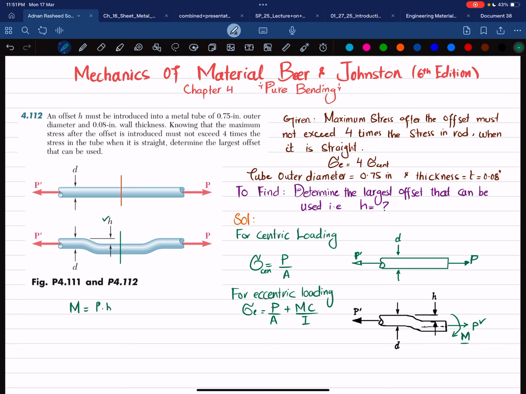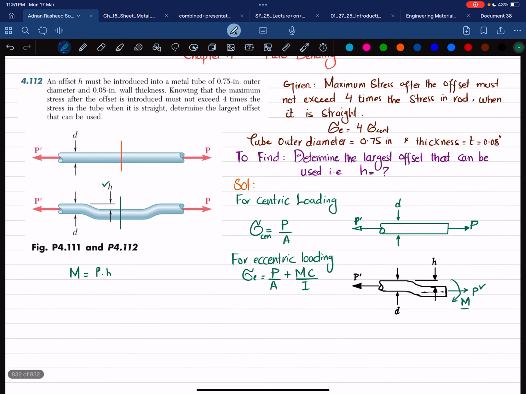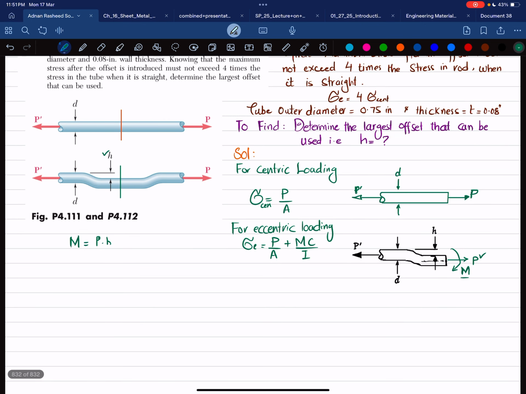Now you have all the values. So what we will do is, we have been given that the eccentric stress should not exceed 4 times the centric loading stress. It can be less, but we will take it as 4 times the centric loading.